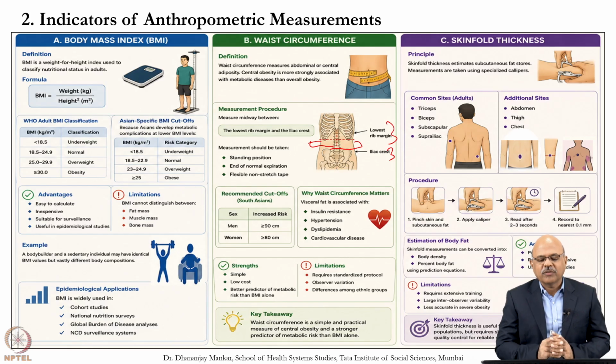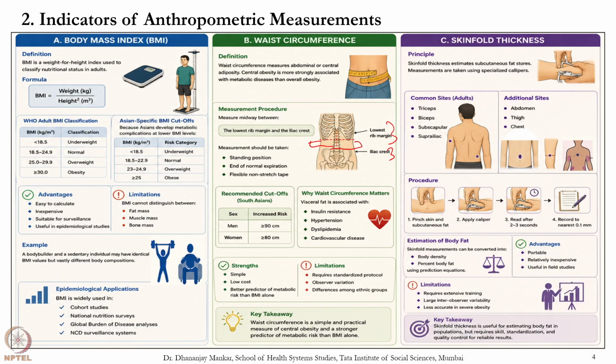Okay, what are the strengths? The strength is, it is very simple to measure. It has low cost and is a better predictor of metabolic risk than BMI alone. So along with BMI you can take this, but there are limitations. It requires a very standardized protocol, as mentioned in the specification, and observer variation may give some differences, and there are differences among ethnic groups. Okay, so the waist circumference is a very simple and very practical measure of central obesity and a stronger predictor of metabolic risk than BMI alone.